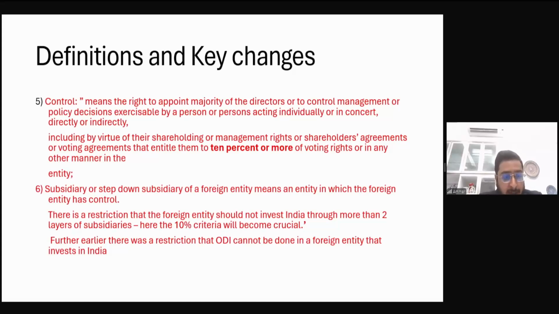Now, here there is a restriction that a foreign entity should not invest in India through more than 2 layers of subsidiaries. So this 10% criteria might become important, because sometimes we see that a subsidiary is above 50%, so if it is less than 50%, we can say it's not a subsidiary. Normally, when we're seeing multiple layers, we look at subsidiary, but over here you have to see that 10% might also become control, and 10% will also become a subsidiary. So you have to take note of that.